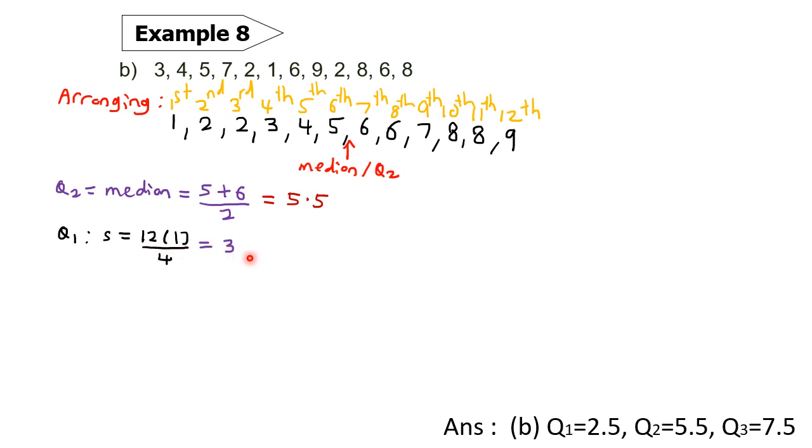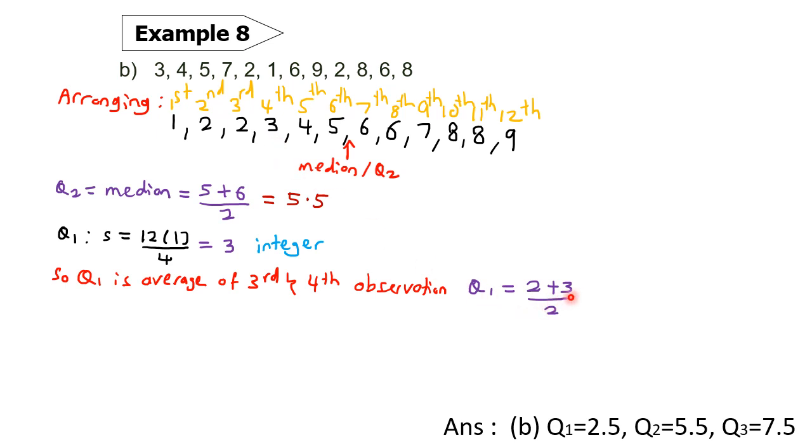Then we get the value of S would be 3. So here 3 is an integer. Since it is an integer, remember to refer to the notes. If the number is an integer, in order to determine the value of the first quartile, we have to find the average of the third and fourth. So here the third and fourth are 2 and 3. So we find the average, 2 plus 3 over 2. So the value of our first quartile would be 2.5.